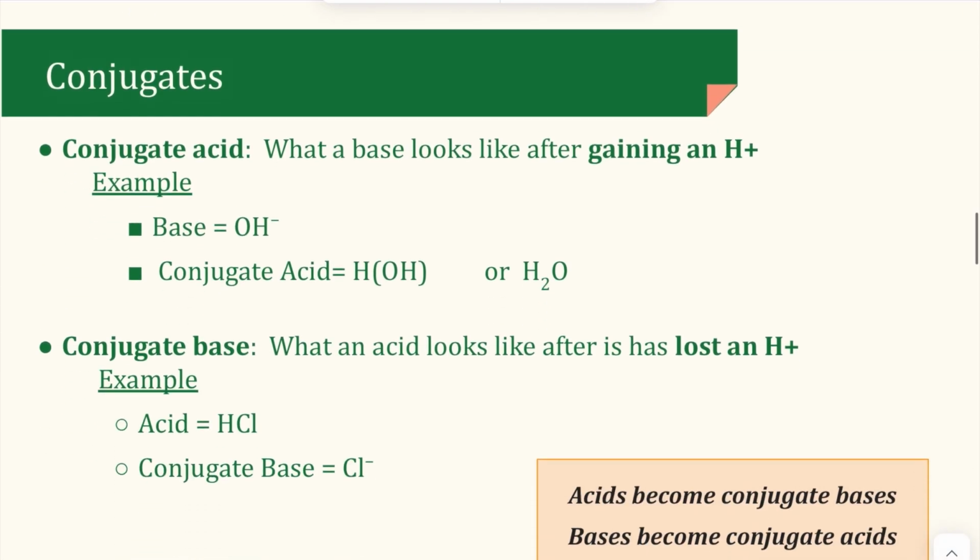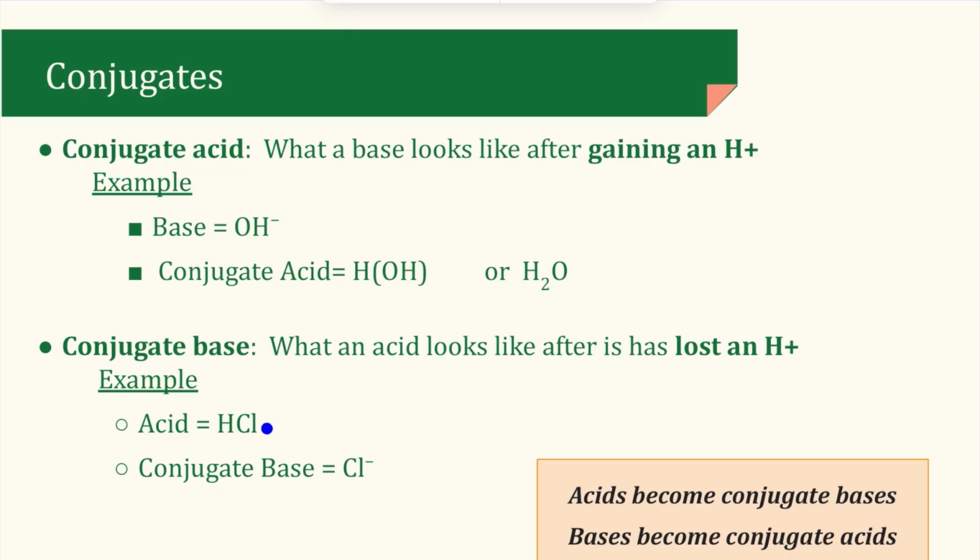So conjugate acid, that's what a base looks like after gaining a hydrogen. So whatever that base looks like, gaining a hydrogen. Conjugate base is what an acid looks like after it has lost that hydrogen. So HCl, if it loses that hydrogen, it's going to just be that Cl minus 1. And one thing to note is that this was neutral.